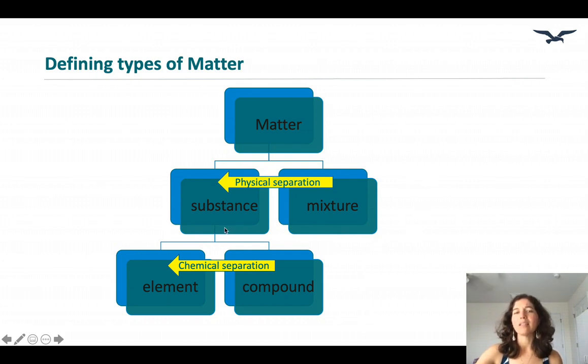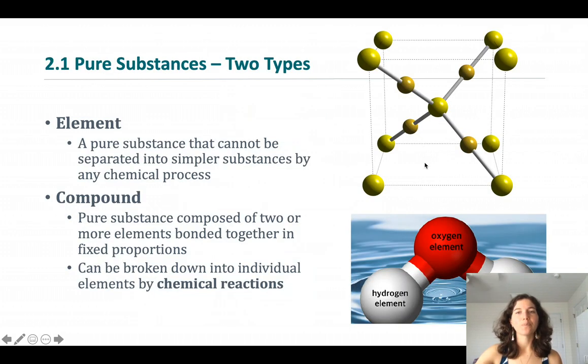But let's talk about these different types of substances, because we have several. These are important to understand for chemistry because we're going to be using these terms a lot. One of those is an element versus a compound. So an element is a pure substance that cannot be separated into simpler substances by chemical processes. So a chemical reaction. This is not the physical separation. We're talking a chemical reaction.